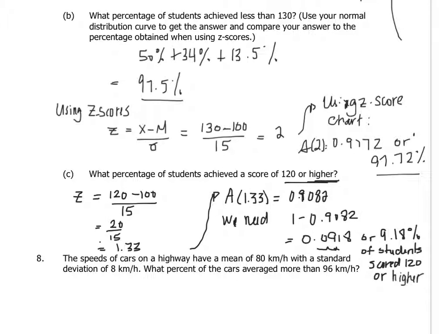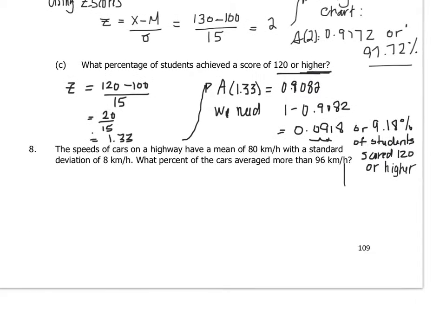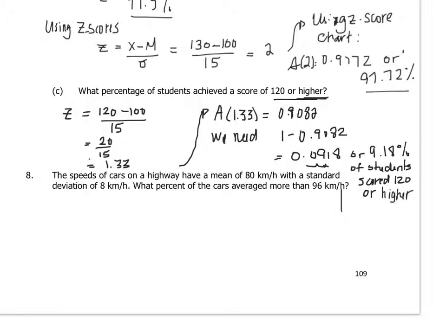Okay, question 8. The speeds of cars on a highway have a mean of 80 kilometers per hour with a standard deviation of 8 kilometers per hour. What percent of the cars average more than 96 kilometers? And again, we can use z-scores for this problem. The z-score for 96 would be 96 subtract the mean of 80 over the standard deviation of 8.